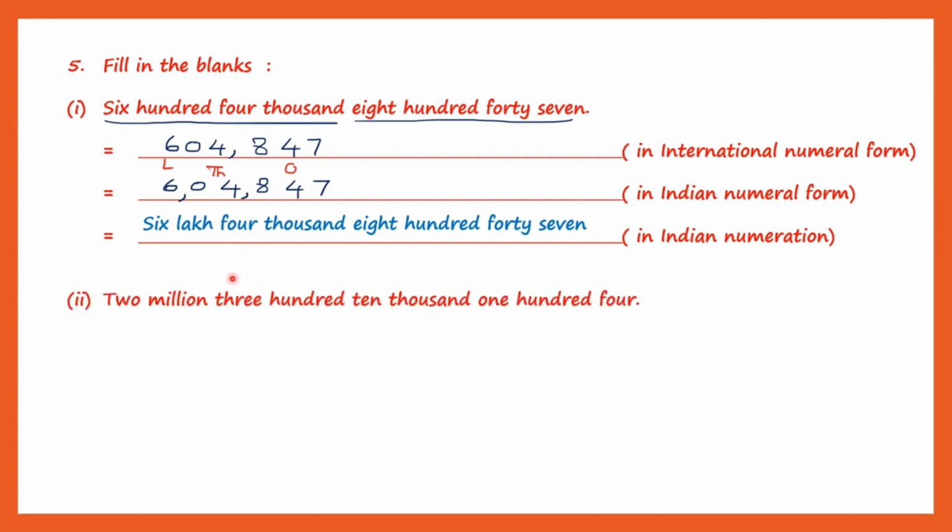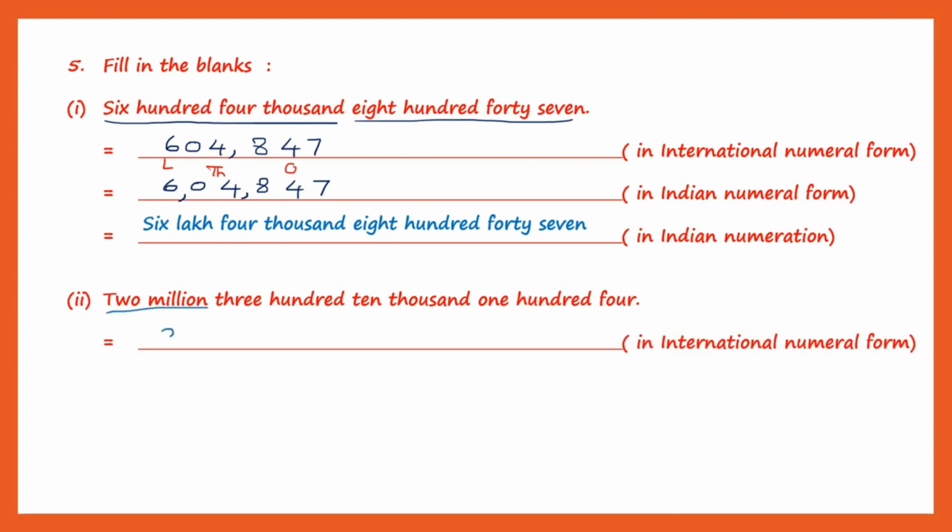Let's go to the next one. 2,310,104. We have to first write it in the international numeral form. So 2 million. So let's write that 2 million, comma. Then we have 310,000. So 310, then we have 104. So this is our number in the international numeral form.